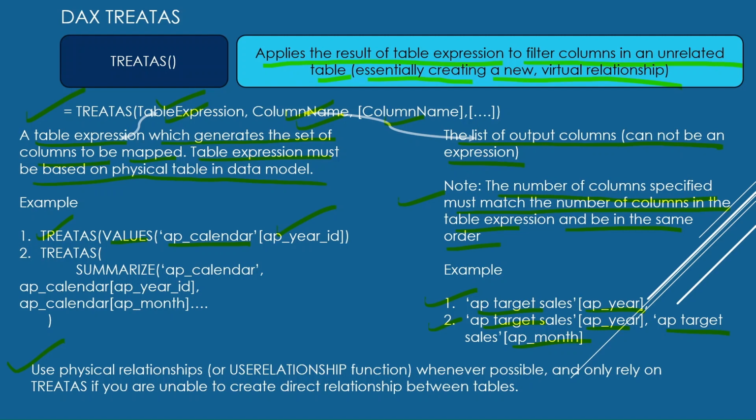use the TREATAS function. But many times, due to the granularity or some other reason, we are not able to create a physical relationship between two tables in the data model. At that point of time, we need to use the TREATAS function to create a relationship between two unrelated tables.